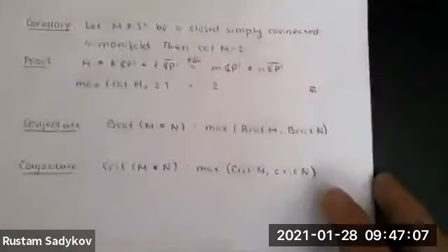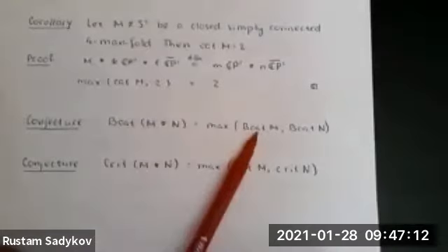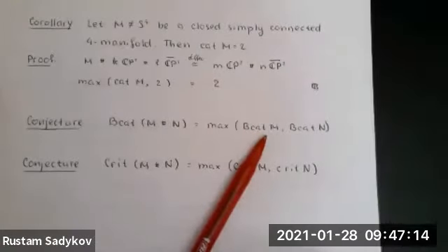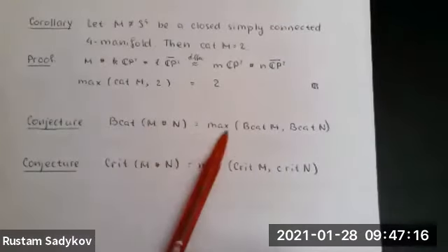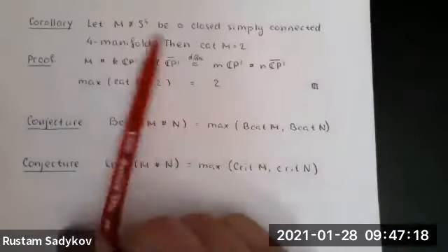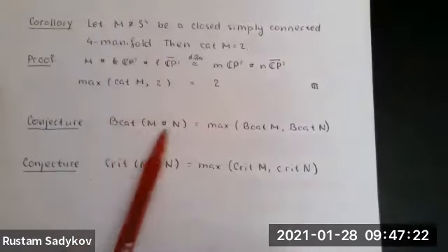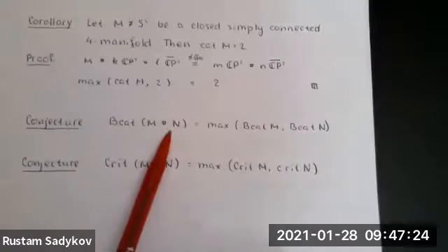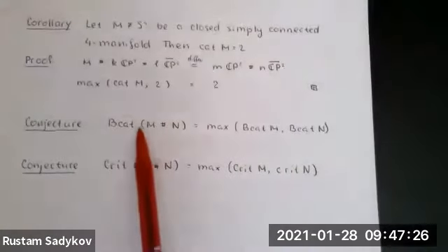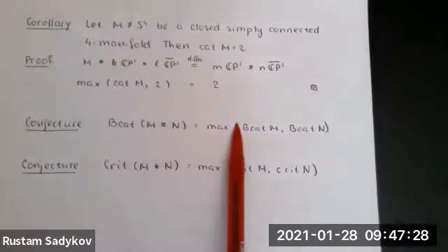Now, in order to calculate B-cut, one basically asks, is it true that there is this connected sum formula? If one can show that there is this connected sum formula, then just by the argument in this corollary, one can calculate B-cut for simply connected four-manifolds. But we don't know if this is true or not.